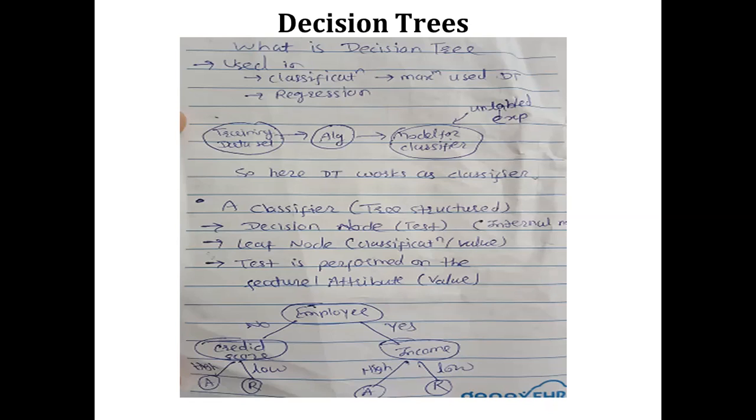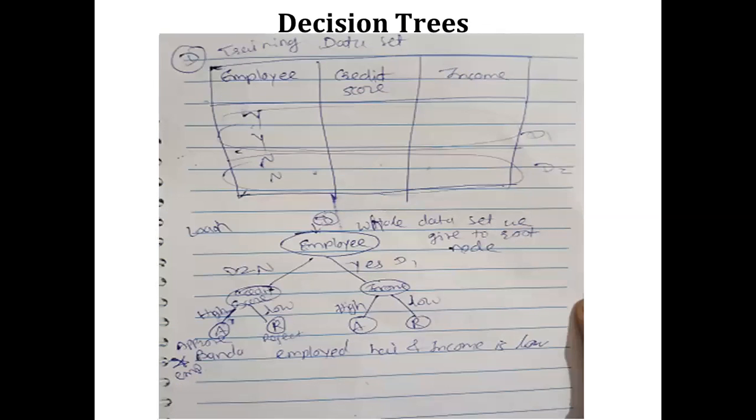The test is performed on the feature, attribute, or the value. For example, this decision tree is built on the attributes of your training data set. If you consider this training data set, which we have converted into the decision tree, three attributes are mentioned in it: employee, credit score, and income. This training data set is given as the input to the root node of the decision tree. The whole data set is given to the root node of the tree.